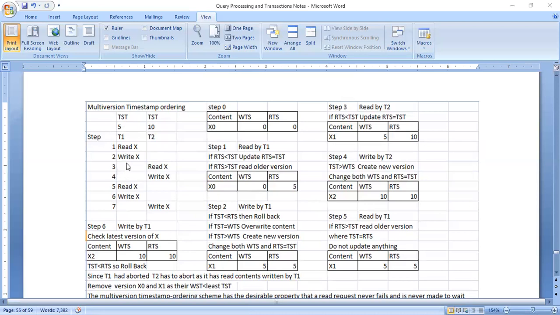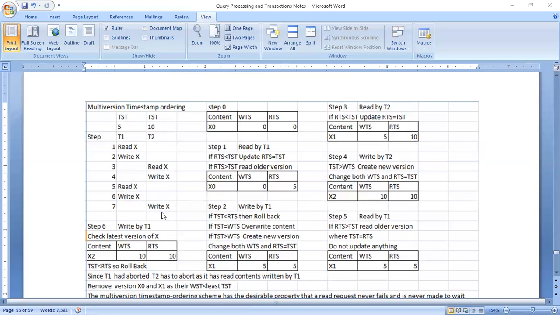Now since T1 rolls back, the transaction T2 that read the content written by T1 also has to roll back. Since T1 had aborted, T2 has to abort as it had read the contents written by T1. Now if this write was performed not by transaction T1 but by transaction T2, it could not have rolled back and things would have continued working.